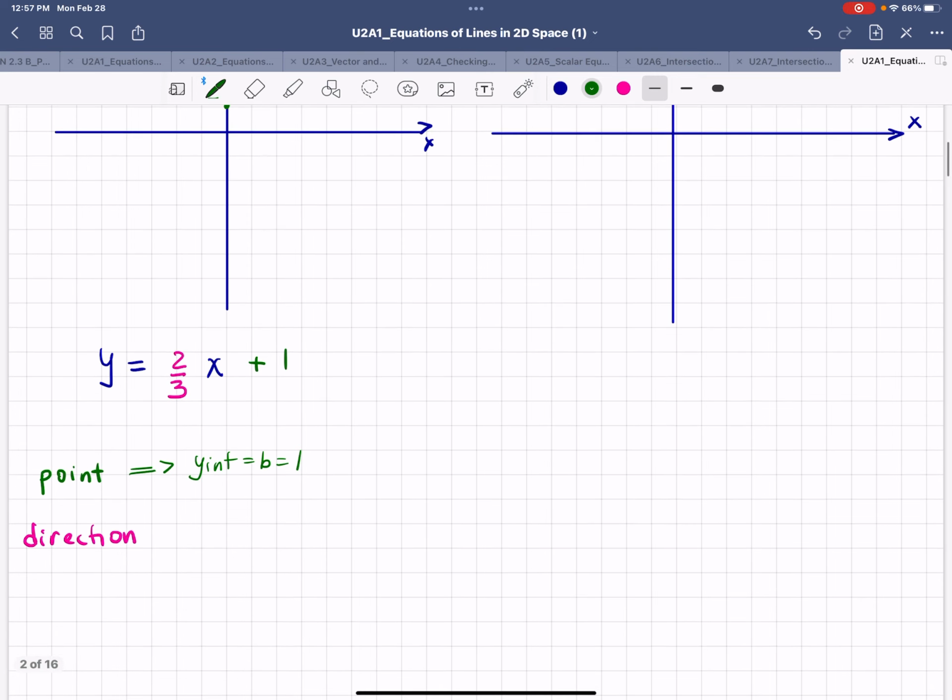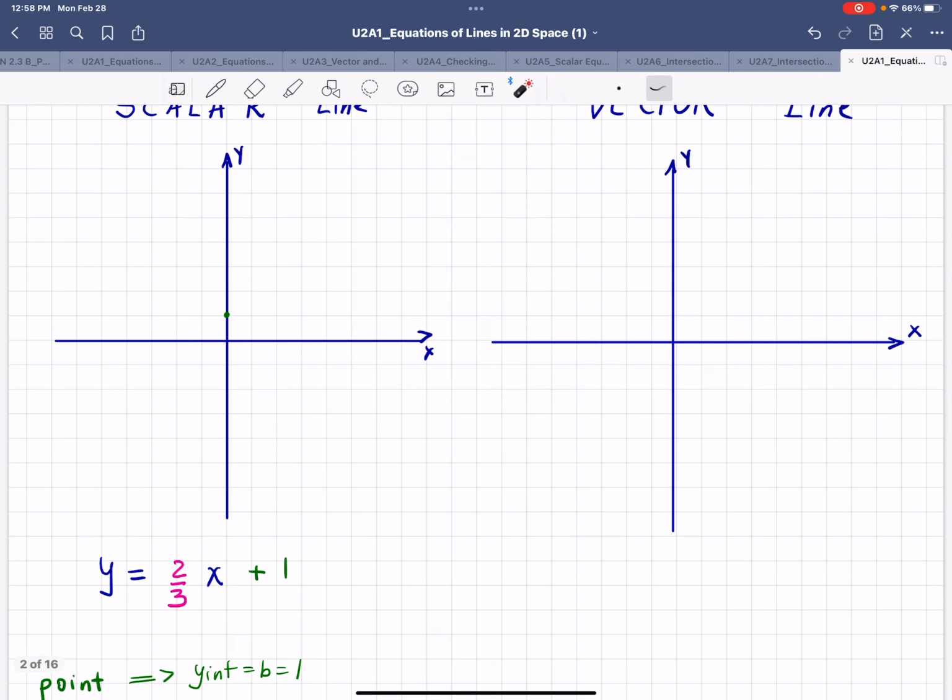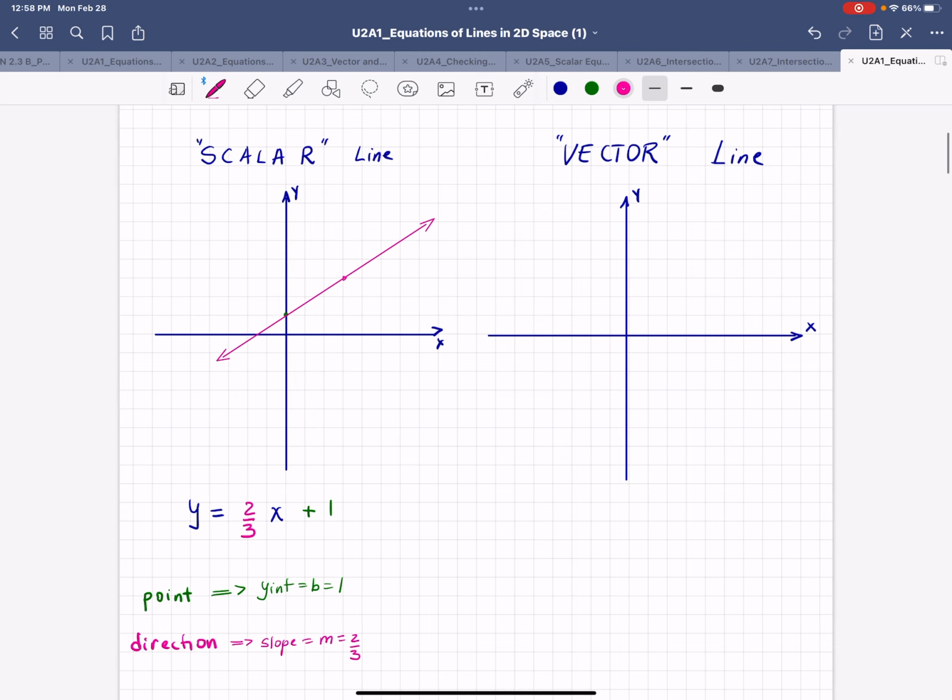And for direction, we are going to use the slope, which is equal to 2 over 3. So starting from the y-intercept at 1, we apply the slope, so rising 2 over 3, so running 3, stop here. And we connect the two points. And voila, we got the graph of this equation. Now, how do we draw a line using vectors? What does it take?